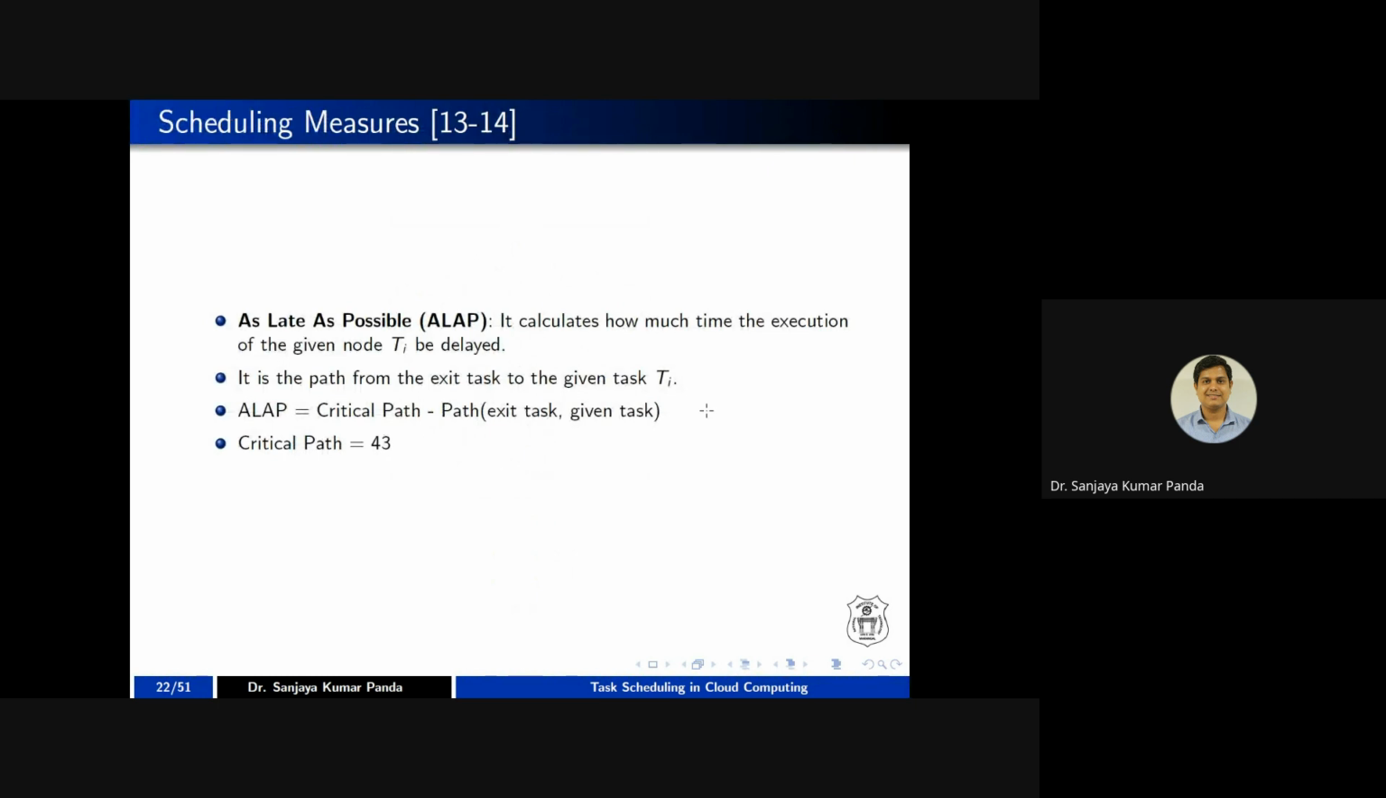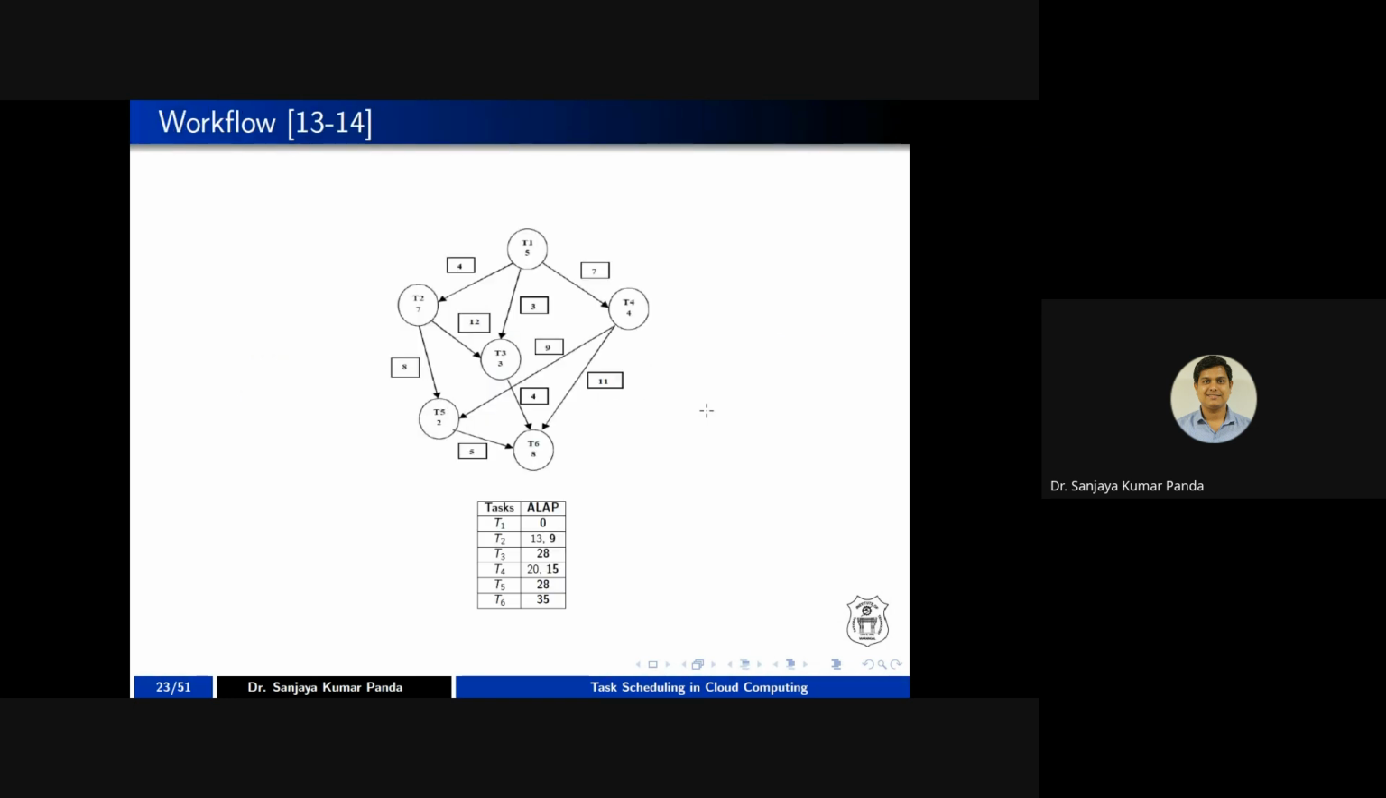Exit task to the given task. Exit task is T6. Given task is also T6, right? So if you take here, that is -8. So 43 minus 8, you will get 34. Right? Similarly, if you take T5, 43 minus 8 plus 5 plus 2. So it is 15. Right? 43 minus 15, you will get 20.